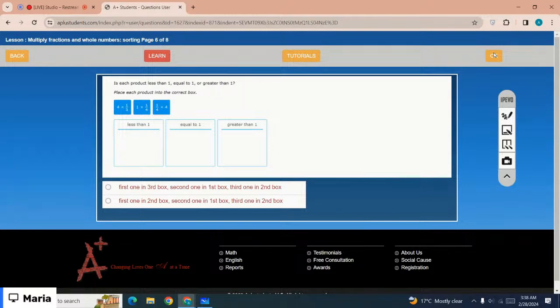Is each product less than 1, equal to 1, or greater than 1? Which is the correct option? The correct option is... yes, that is option number one is the correct option.